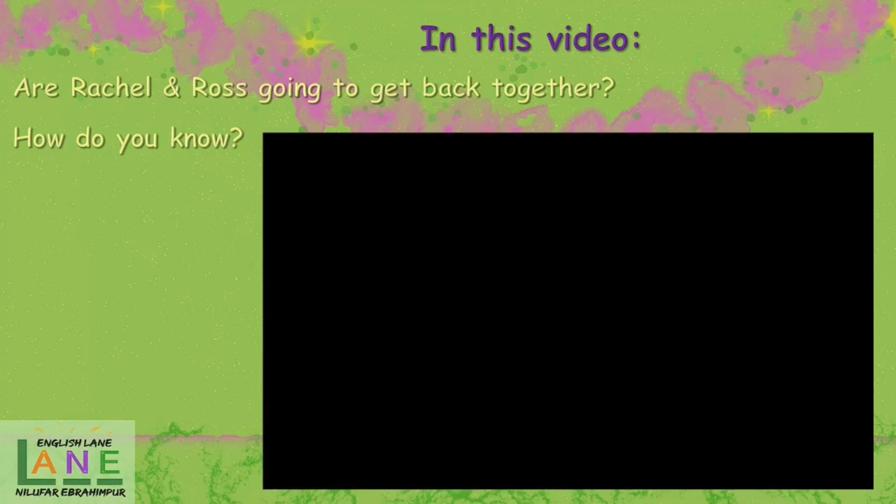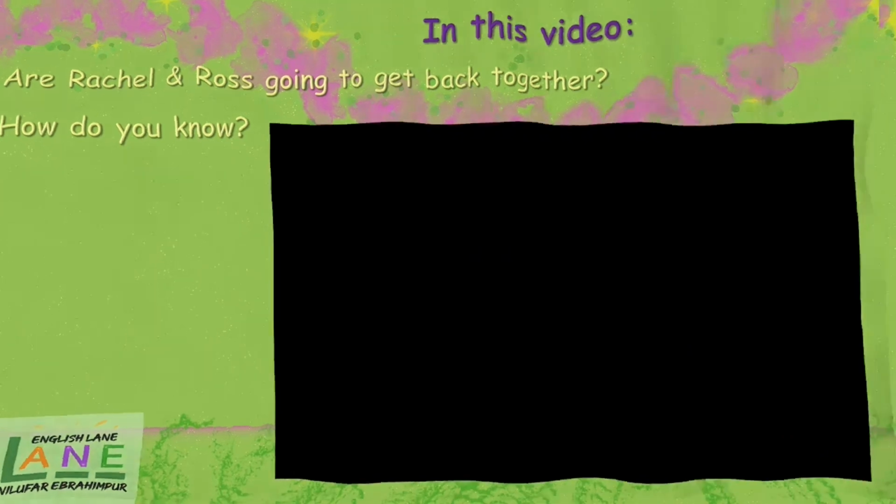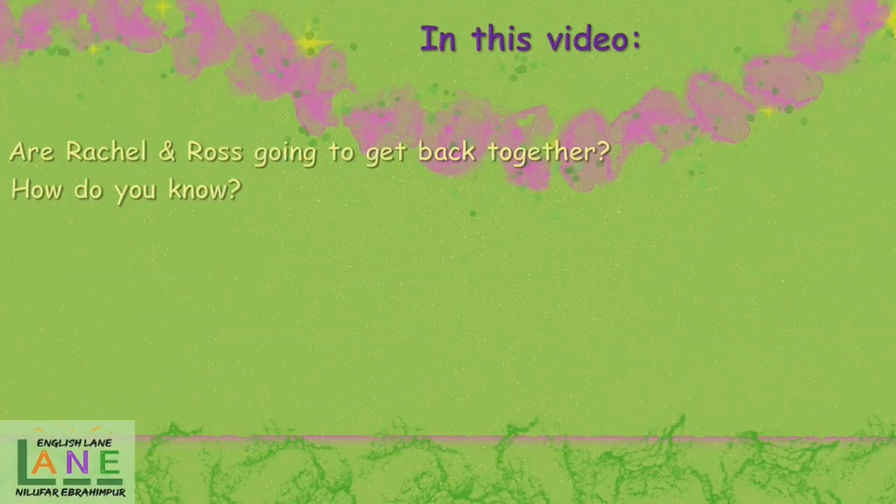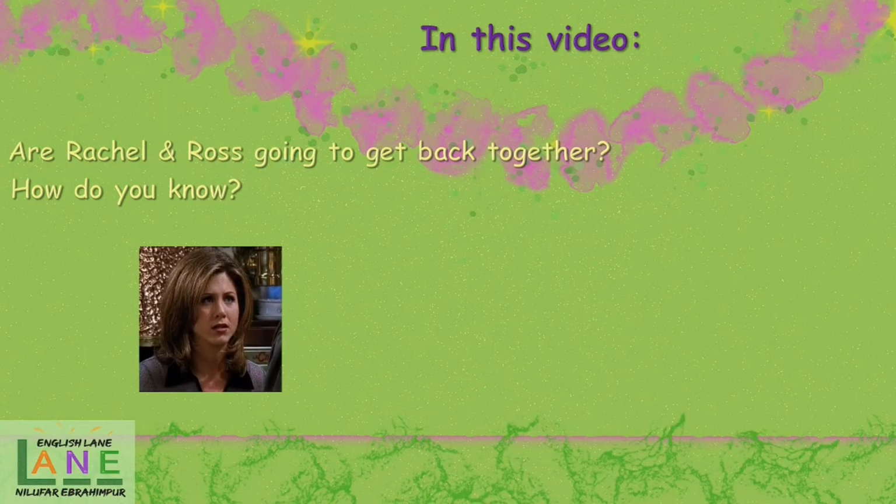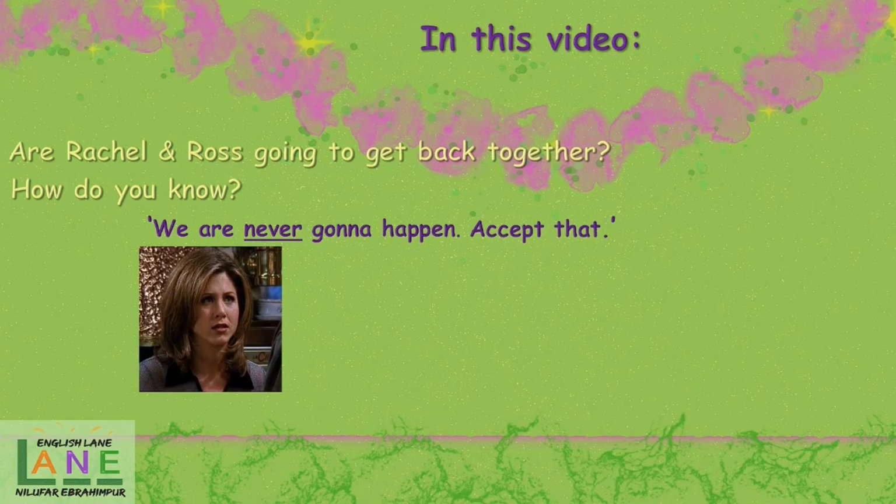So let's check the answers together. First of all, are they going to get back together? At least the body language in these people shows a big no. They are not getting back together. But how do we know? Well, she says, we are never gonna happen. Accept that.